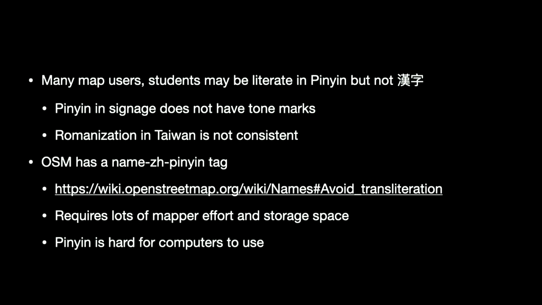Also, Pinyin in signage usually does not have tone marks. So if it has something like Xinbei, they usually do not have the diacritics for that place name. And it's also, especially outside of Taipei, the romanization is not consistent. So OSM does have a tag to store this data, but it would be a lot of work for mappers to go in and add Pinyin to every single object. And Pinyin is also quite hard for computers to use because you need to use a lookup table to parse it. It's a non-regular language.